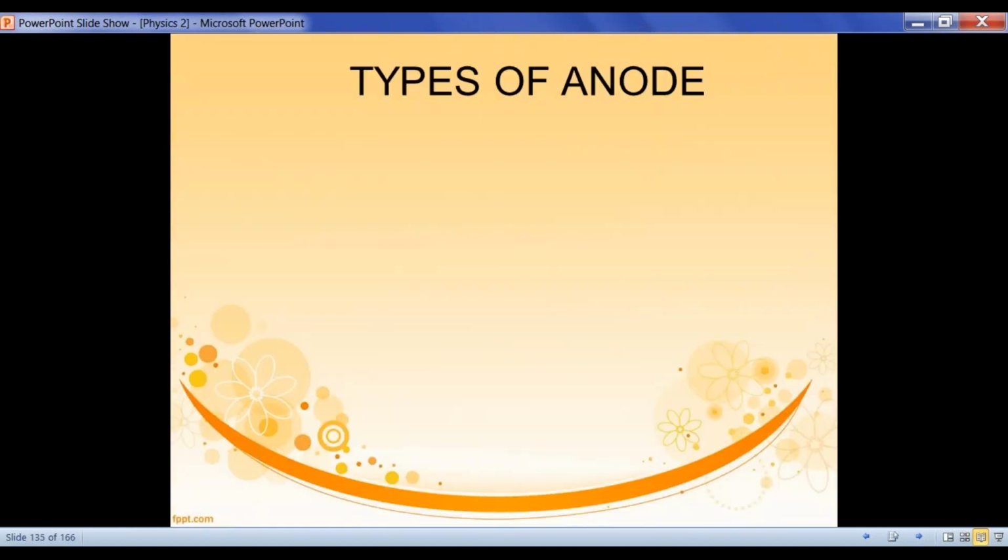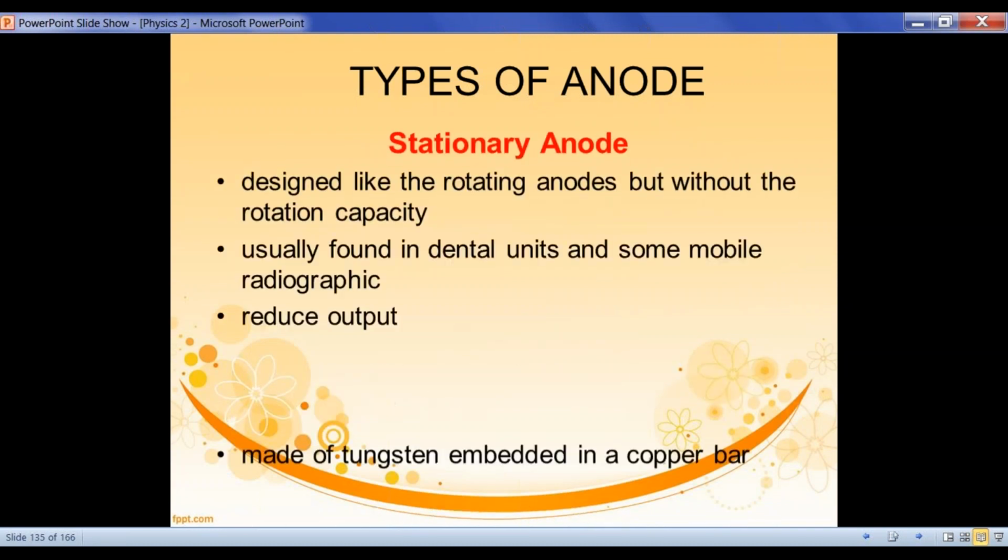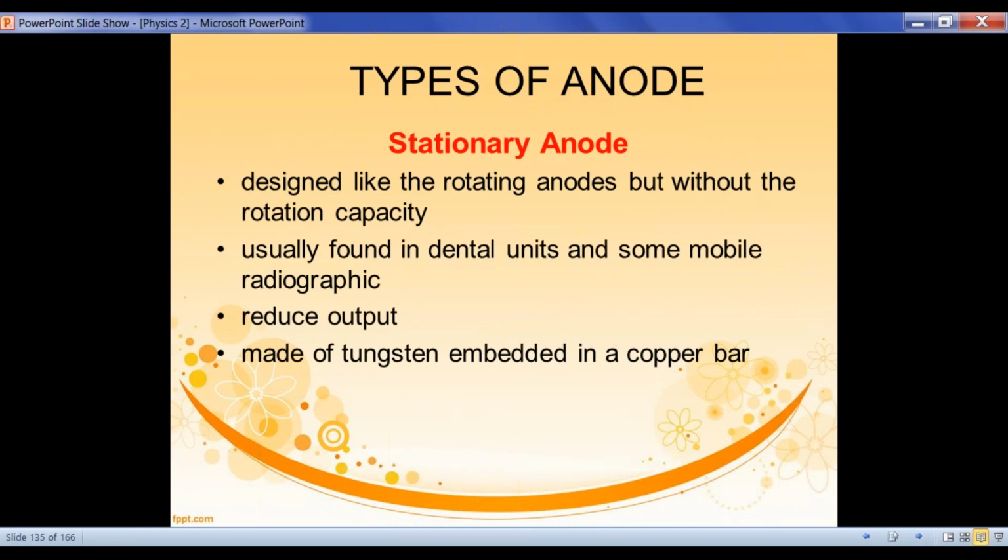So, meron po tayong dalawang uri ng anode, stationary at saka rotating anode. Stationary po yung makikita natin sa mga old mobile units at sa ating mga old dental units. Dahil po sa name niya, stationary, hindi po siya nagro-rotate and hindi po siya ganun ka-efficient. It is also made of tungsten with copper bar. Hindi ganun kadami ang X-rays na kanyang piproduce when compared to rotating anode.